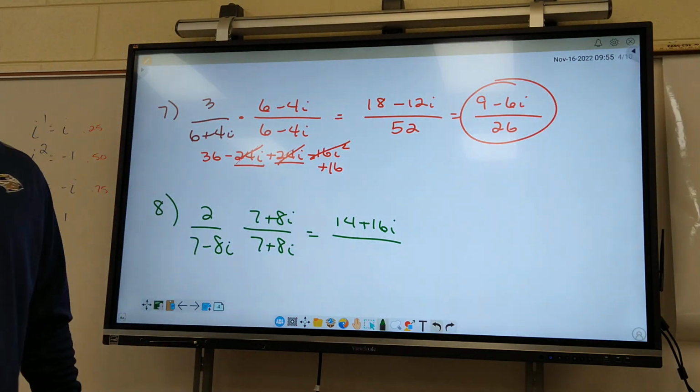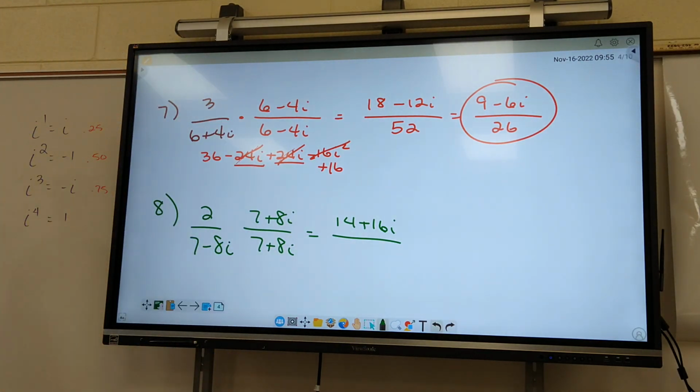Are we timing or adding? FOIL method. So times, and you add like terms.